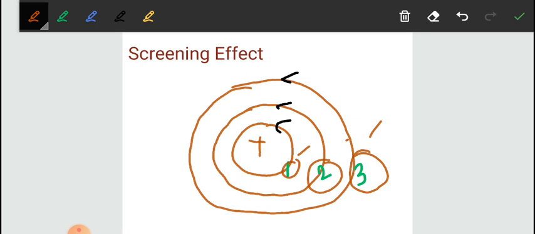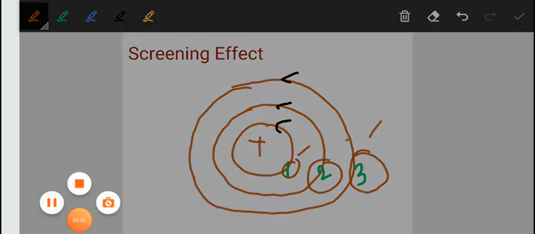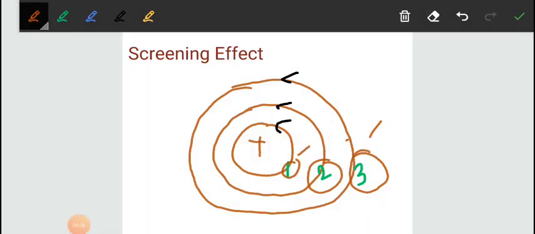Okay, I can say the first and second shell electrons are screening the force of attraction exerted by the nucleus. Or I can say the outermost electrons are shielded or screened from the nucleus by the inner electrons. This effect is known as the screening effect, shielding effect, or inert pair effect. These are the names given to this effect, and it plays a very crucial role when we are studying the properties of any kind of atom.